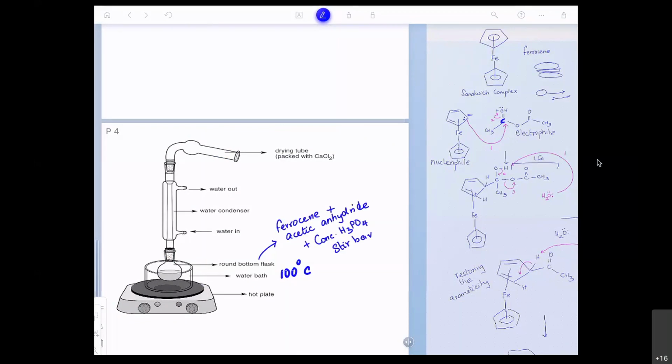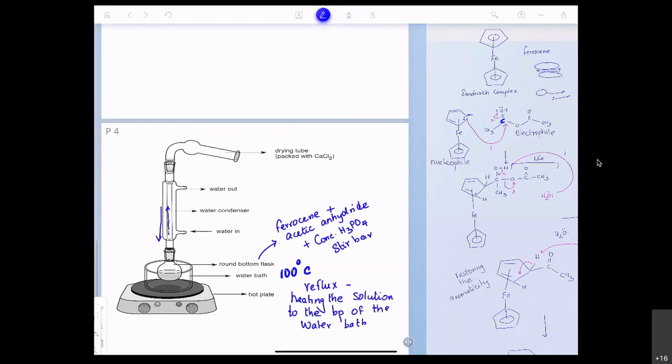On the top, you have a water condenser straight up. So what it's going to do is boil the contents of the reaction, and it's going to boil it at the temperature of the solvent, and this is known as reflux. Reflux means heating the solution. You're asked this question as well in your pre-lab: heating the solution to the boiling point of the solvent. So in this case, the boiling point of the water bath, okay? So the highest temperature you would get to is 100 degrees. It can go more than 100. And if any of them volatilize, the condenser will bring it down.